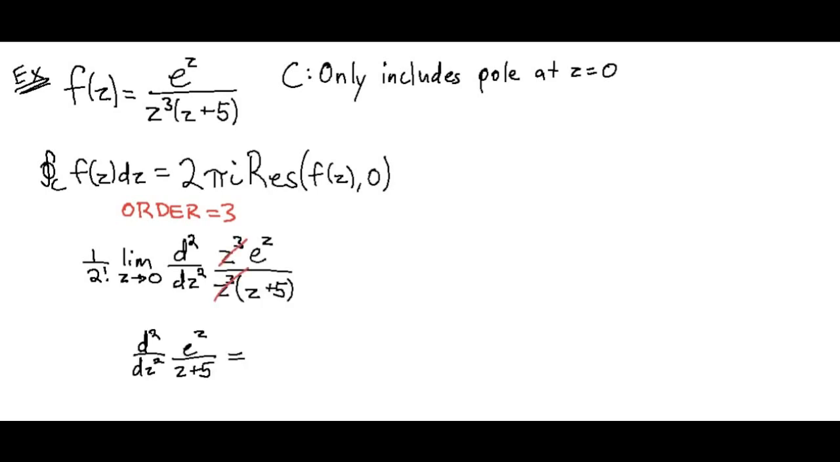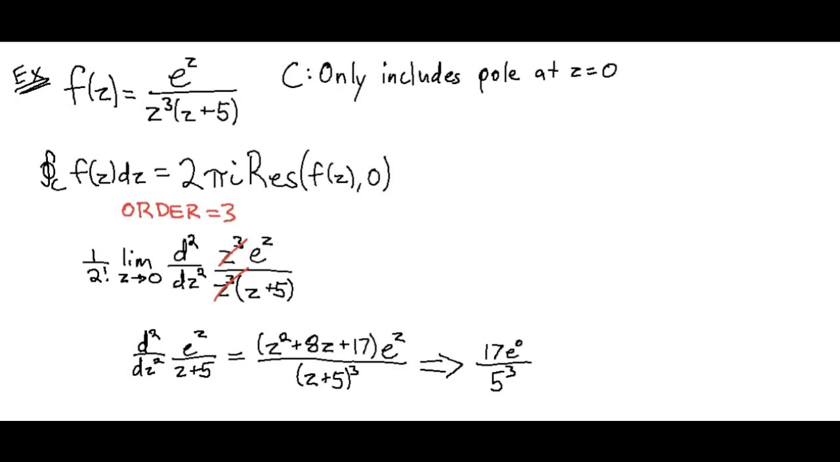We use the quotient rule to find the second derivative of our leftover function, and it comes out to be z squared plus 8z plus 17 times e to the z, over z plus 5 cubed, which when taken at z equals 0, you end up with 17 times 1 over 5 cubed. That's 125. Don't forget to multiply this by our 1 over 2 factorial. Our result is that the integral comes out to 2 pi i times 1/2 of 17 over 125, which is 17 over 125 times pi i.